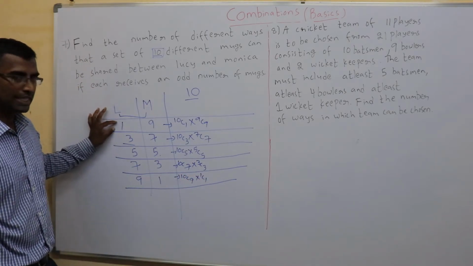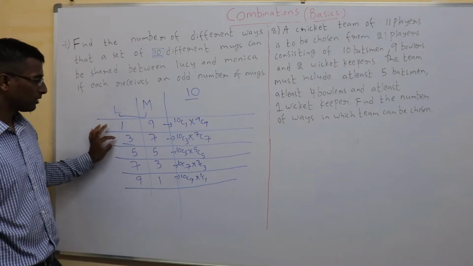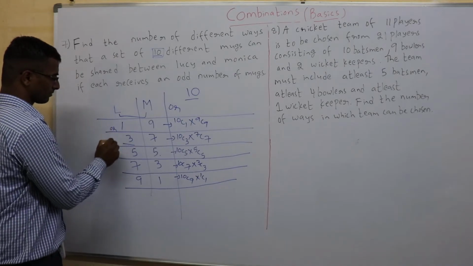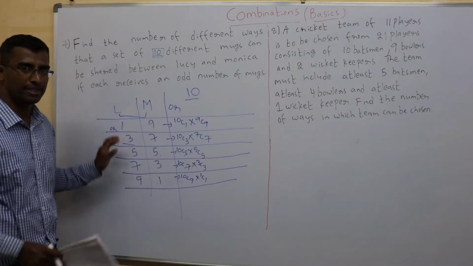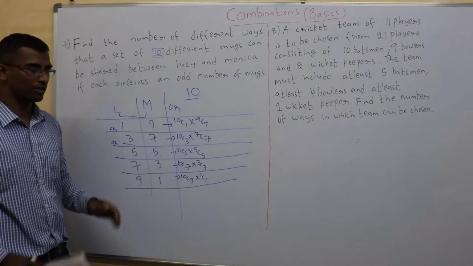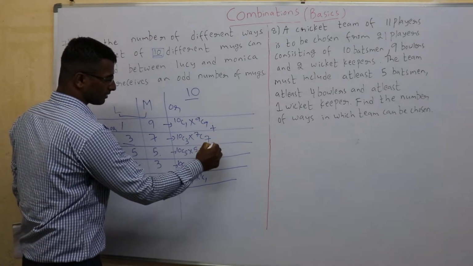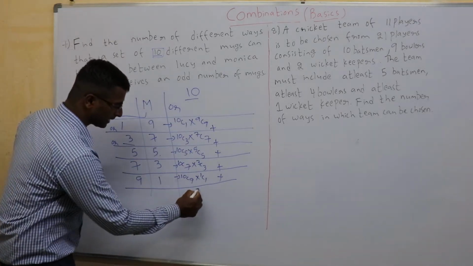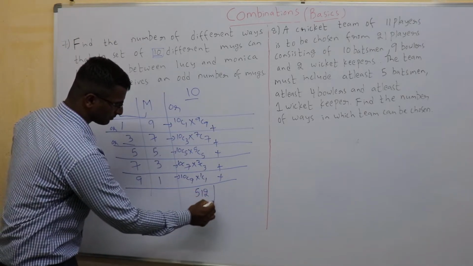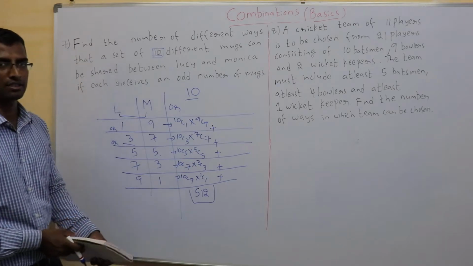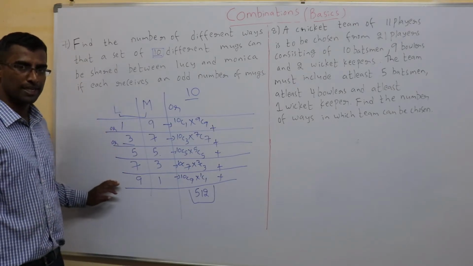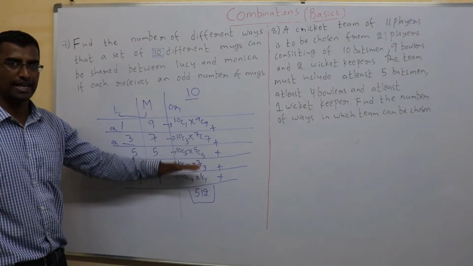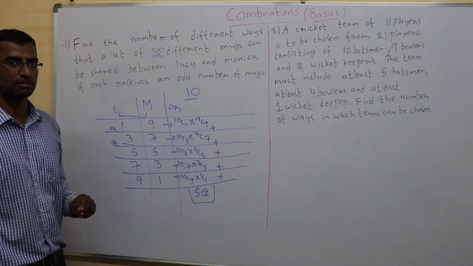Now, it could be this option or this option or this option or this. There is an or between the rows. So whenever it's an or, I need to add. That will be your final answer. Add all this, you should get the answer 512. This is the answer. Write all the possibilities, write the number of ways for each row, finally add. That will be the answer.